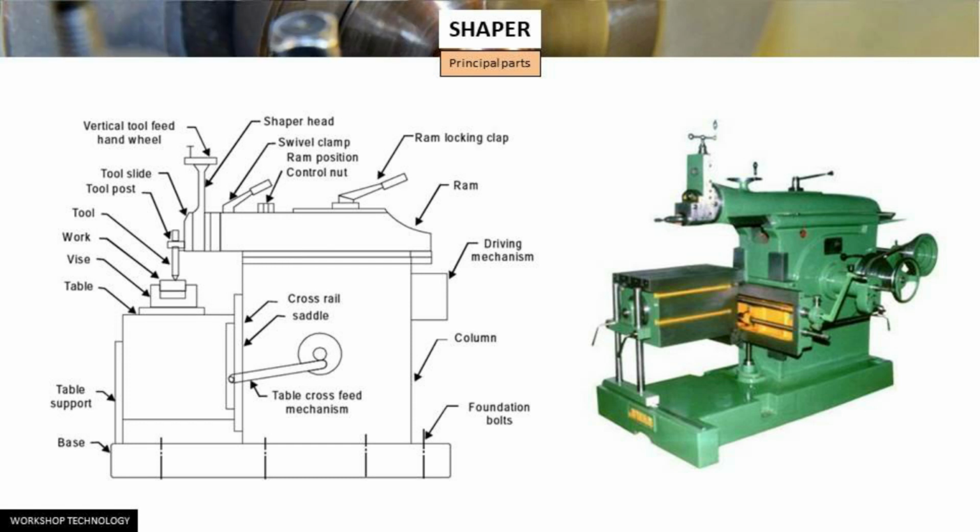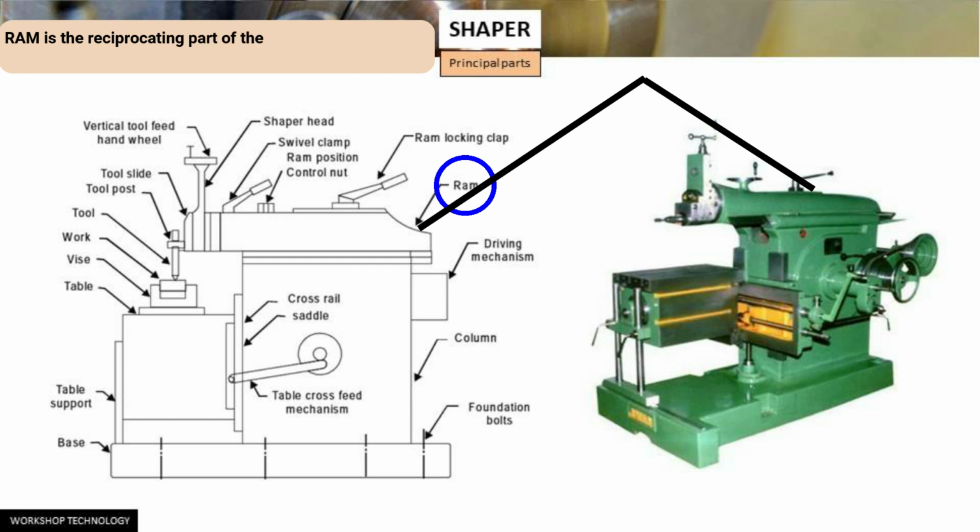And then we have the most important part of a shaper, that is the ram. The ram is the reciprocating part of the shaper, which reciprocates on the guideways provided above the column. The ram is connected to the reciprocating mechanism that is contained within the column.